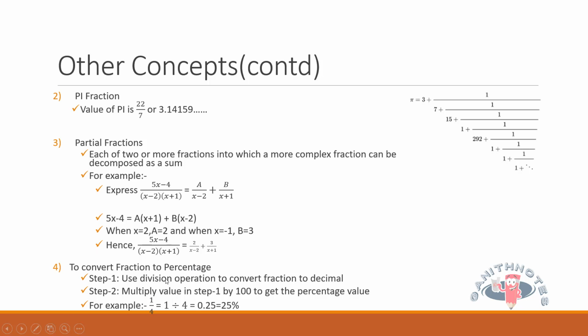So for example, assume that you are given the fraction 1 by 4. You have to tell what is the percentage of 1 by 4. So 1 by 4 is actually 1 divided by 4. So by using the normal division process, you will get 0.25. Either you can divide it manually or you can use a calculator to find out 1 divided by 4 is actually 0.25. So 0.25, how can you express it as a percentage value? You just multiply it by 100, that gives you the percentage value. So 0.25 into 100 will be 25, which is 25%.